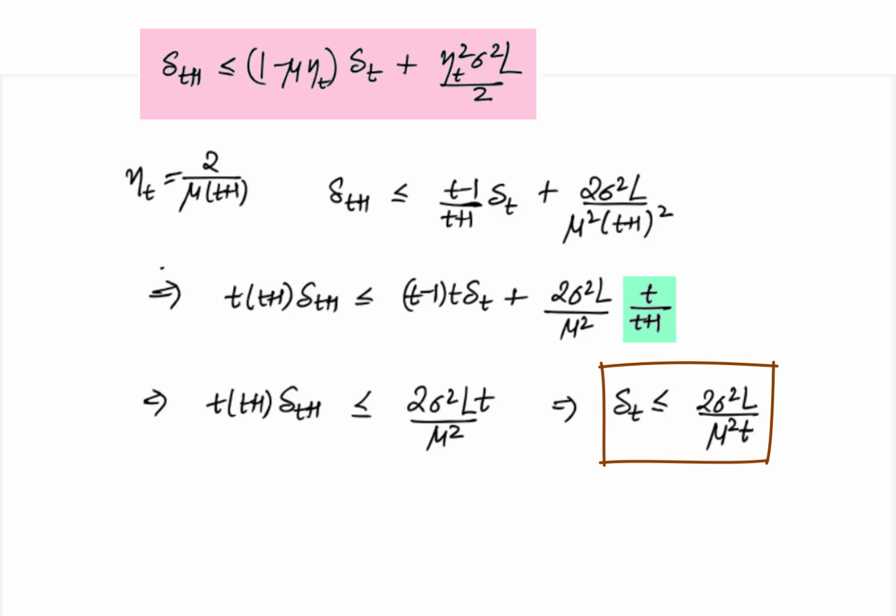The result will be slightly different if we don't assume that eta t is less than or equal to 1 by LC. As we mentioned earlier, the remarkable thing about this performance bound is that there is no dependence on n.